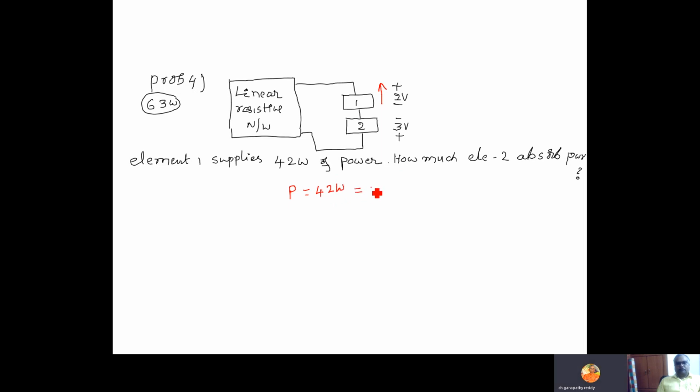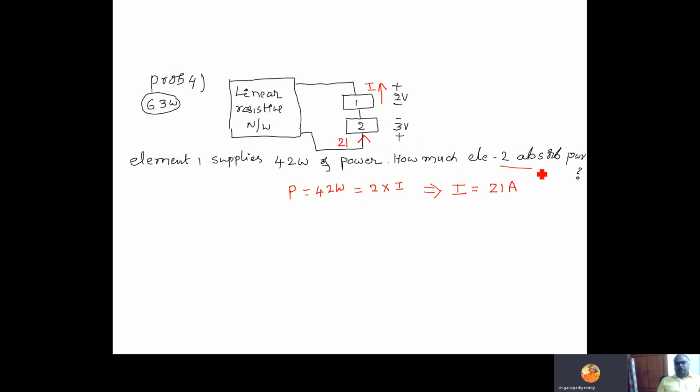42 watts is equal to voltage of 2 times current. Current we don't know, so this current I we have to find. From this, what is the I you get? You get I of 21 amps. If this current I is 21, what is the current in this? Again 21. In series, the same current will flow. But this current is flowing from positive to negative.